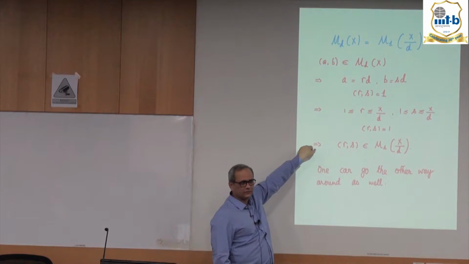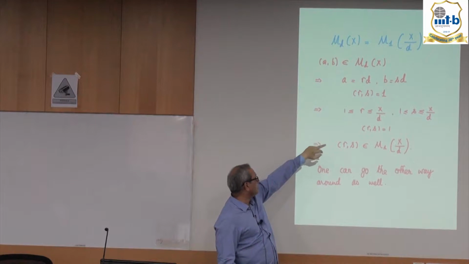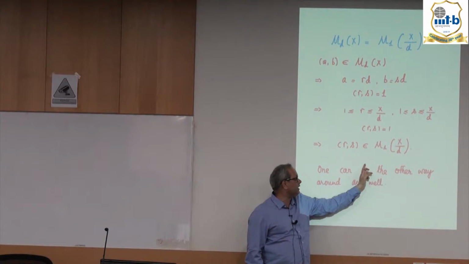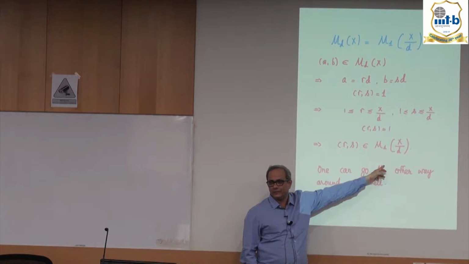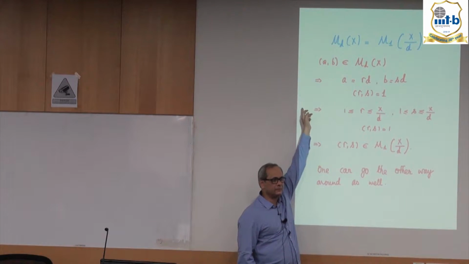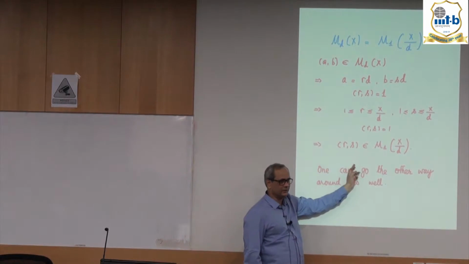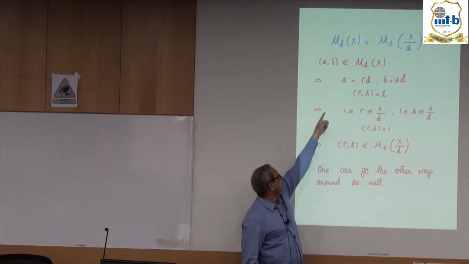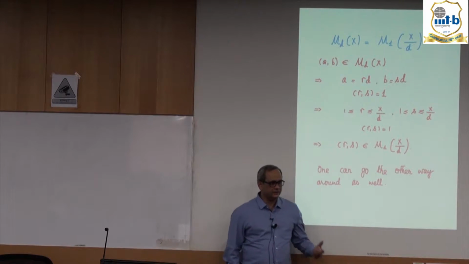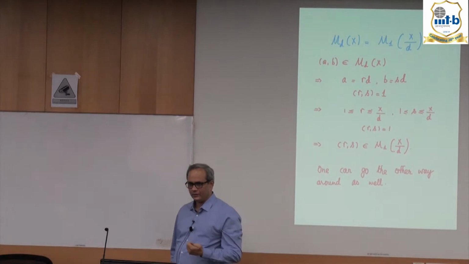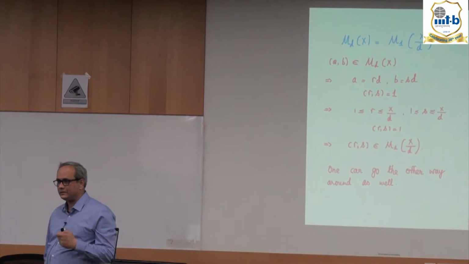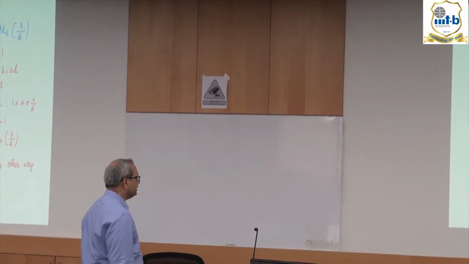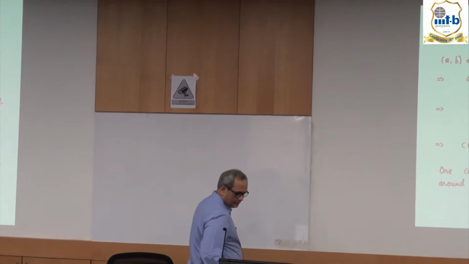R is an integer, so it's greater than 1. It's greater than 1 and less than x by d, and R and S are co-prime, which means that RS belongs to M1 of x by d. You can just trace these steps backwards to get the other way around. You take an RS in this set, you multiply by d, and you will get one which has GCD exactly d. Okay? So MDX is the same as M1 of x by d. So that's the other key fact.